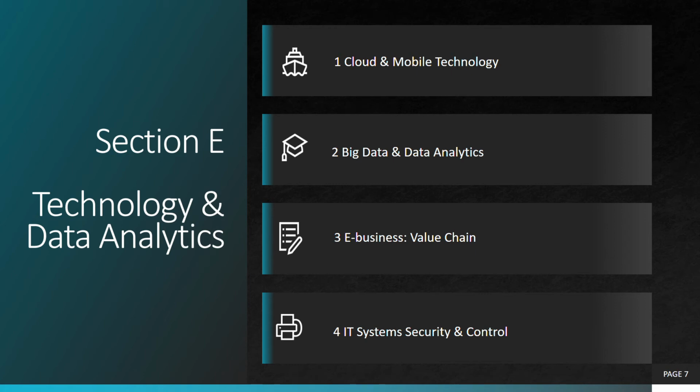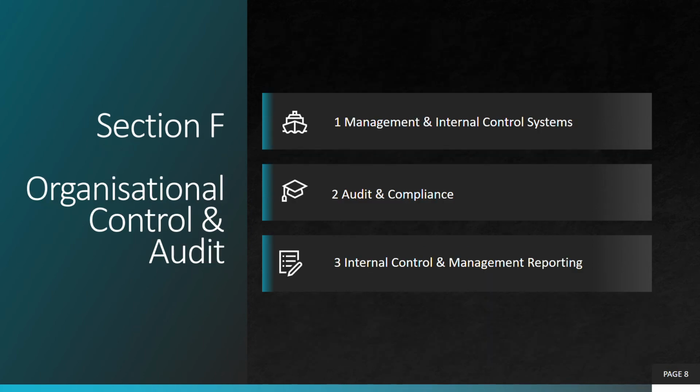right? Third, e-business, the value chain. Yes, 70 to 80% of the business today is conducted by e-business in an e-platform. And I'm sure this percentage is going to increase further because of the impact of COVID-19 which is happening currently, right? Fourth, the IT system security and control. Yes, because everything is an IT platform now, it's also important to take care of its security and how to control it. Section F talks about the organizational control and audit.